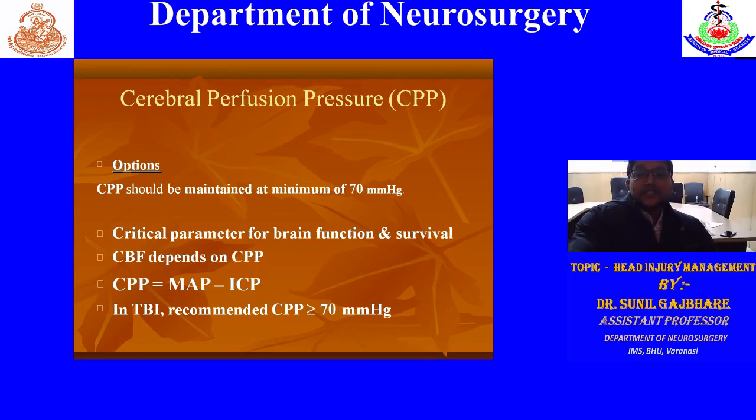Cerebral perfusion pressure should be maintained at a minimum of 70 millimeter of mercury. The clinical parameters for brain function and survival depend on cerebral perfusion pressure, and as I told, cerebral perfusion pressure is mean arterial pressure minus intracranial pressure. So mean arterial pressure should be raised and ICP should be decreased so that you can maintain the cerebral perfusion pressure, and it should be maintained at more than 70 millimeter of mercury.